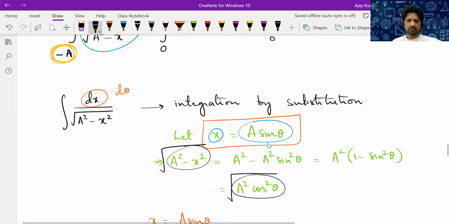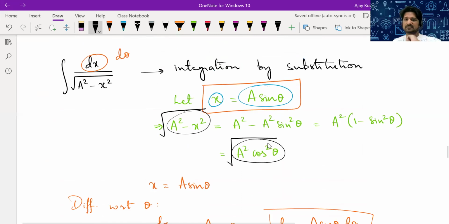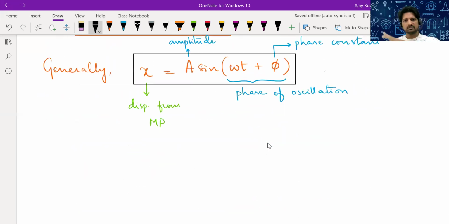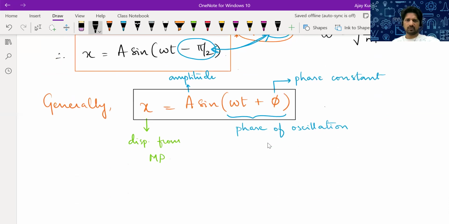We did integration by substitution here, where we substituted x as a sine theta. You could have substituted x as a cos theta as well. Then it will become under root a square into 1 minus cos square. Here we got a cos theta, and that cos theta got cancelled. If you substitute x as a cos theta, you will get a sine theta here. And the final equation will be a cos something. Sine can be converted to cos, not a big deal.